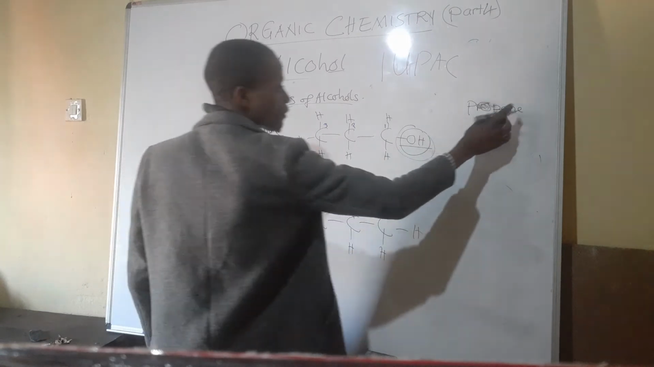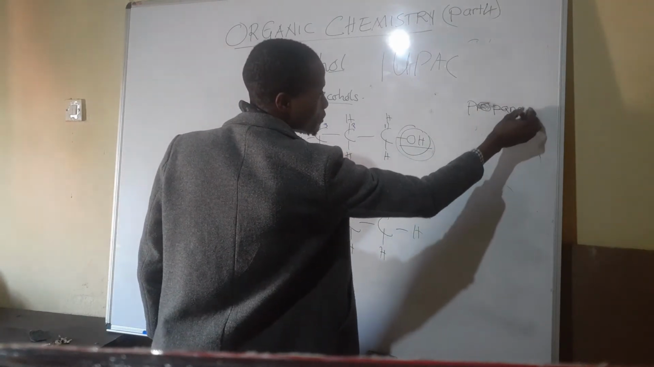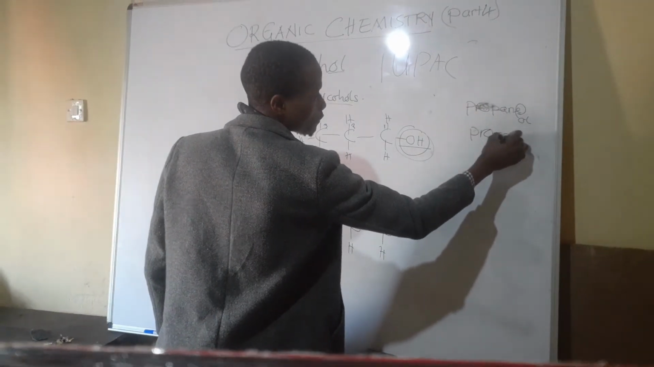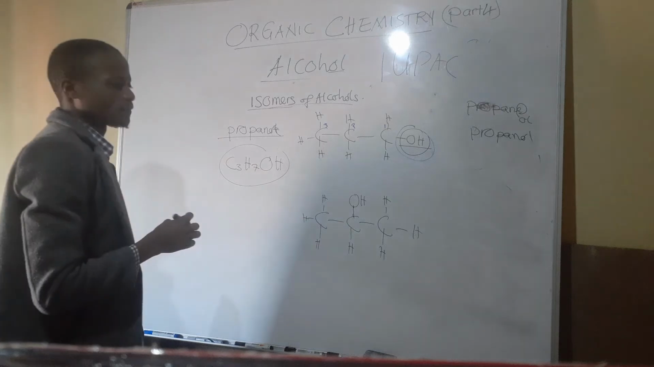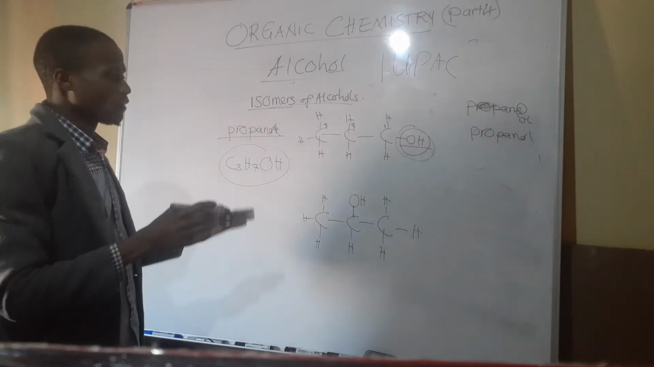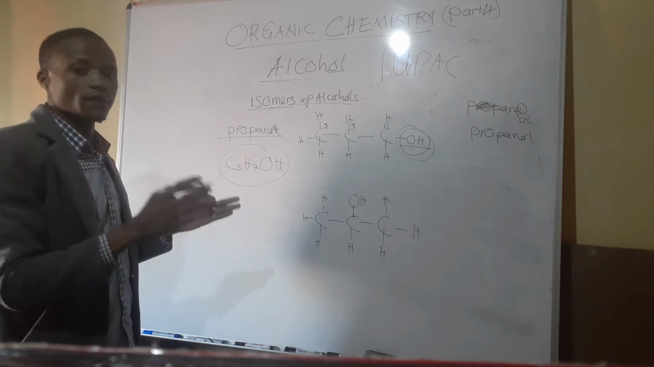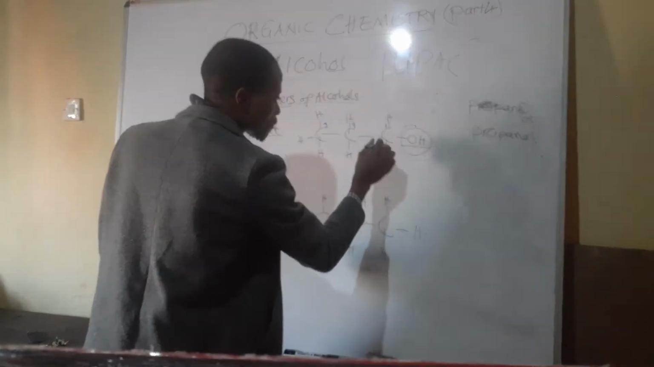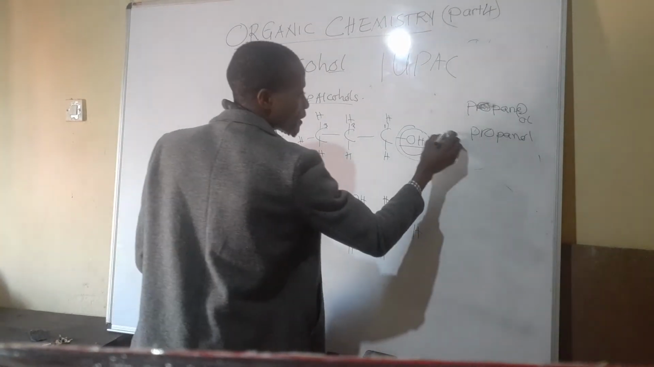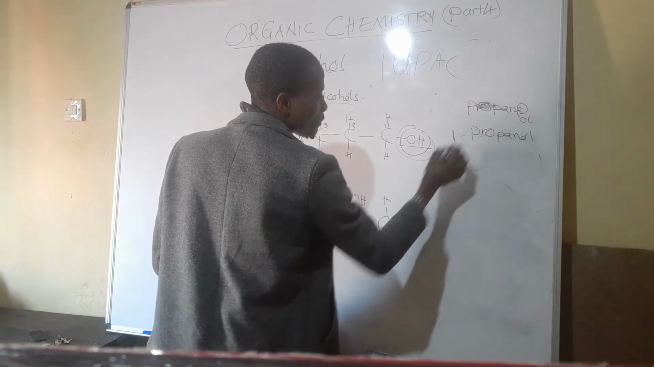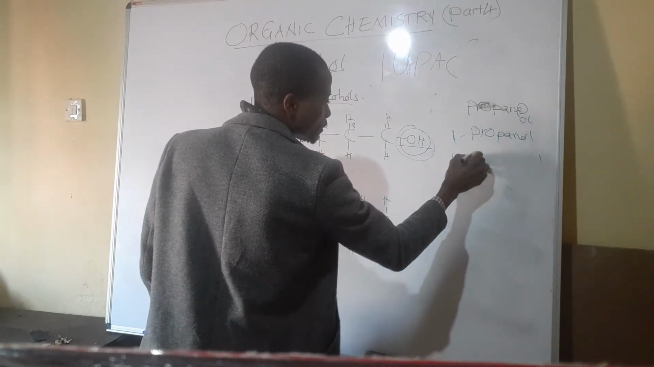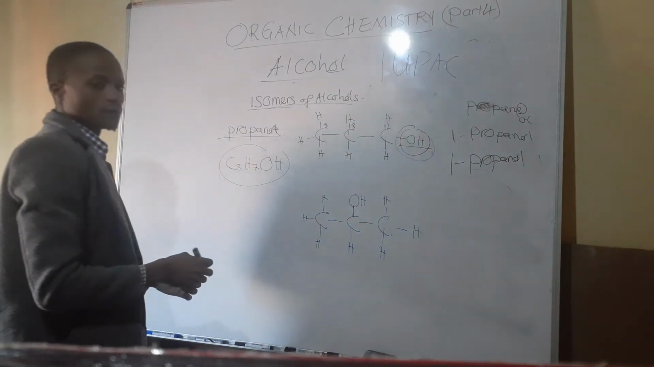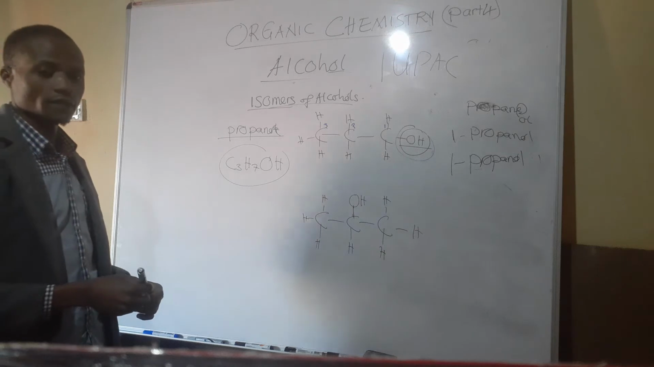Now, because it's an alcohol, we drop the E and put OL, which becomes propanol. So that's the mother chain. At which carbon is the alcohol or the functional group? The functional group is at carbon 1. So this becomes 1-propanol. The name of that is 1-propanol.